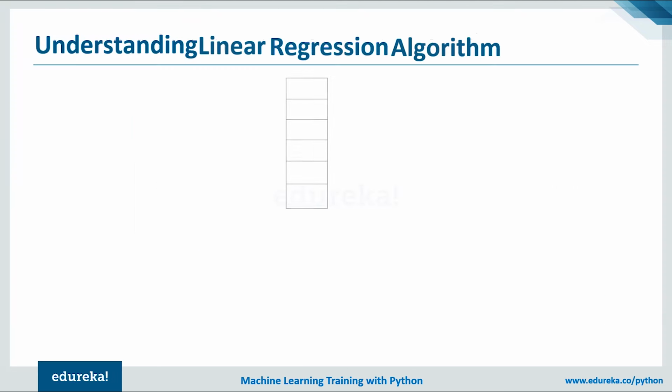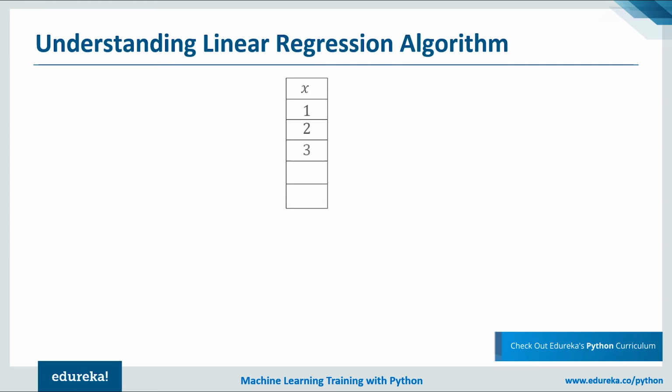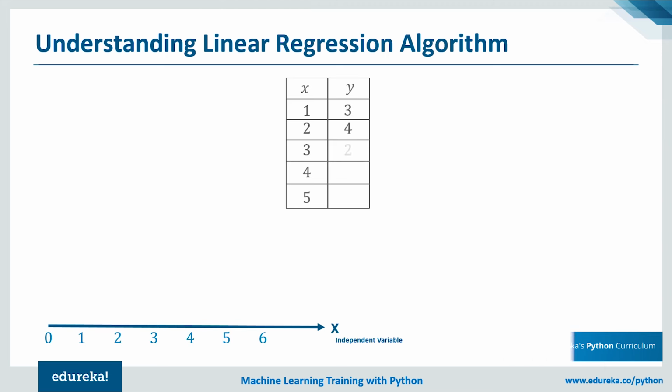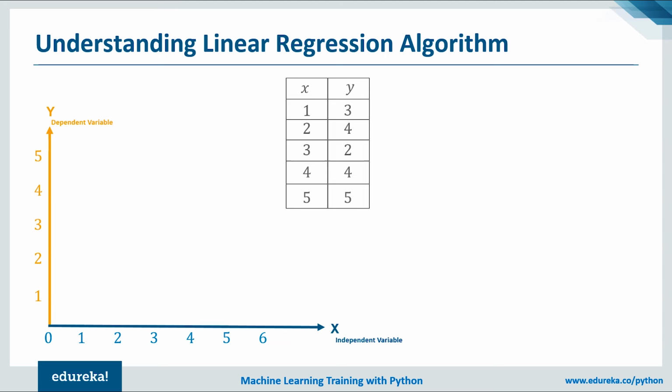All right. So we have x equal to 1, 2, 3, 4, 5. Let's plot them on the x-axis. So 0, 1, 2, 3, 4, 5, 6. All right. And we have y as 3, 4, 2, 4, 5. So let's plot 1, 2, 3, 4, 5 on the y-axis. Now let's plot our coordinates one by one. So x equals 1 and y equals 3. So this is our point (1, 3). Similarly, we have (2, 4), (3, 2), (4, 4), and (5, 5).